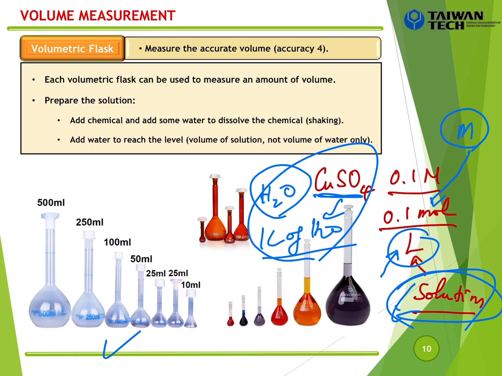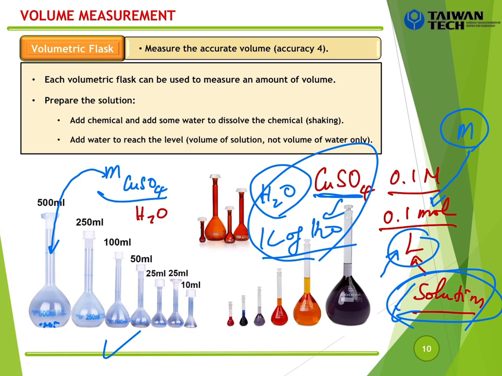How to prepare? The first thing, you know the mass of the chemical. Maybe I consider CuSO4. I make the measurement of the mass of the chemical, and then I add the chemical into this flask, and the chemical will be here. And then I will add solvent.